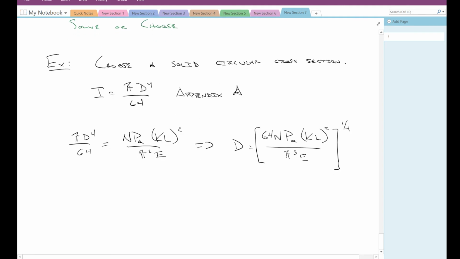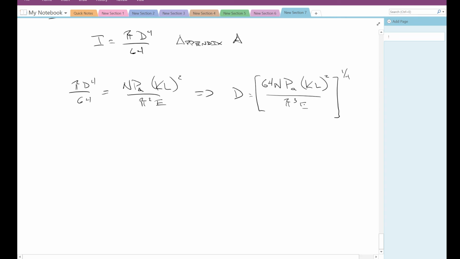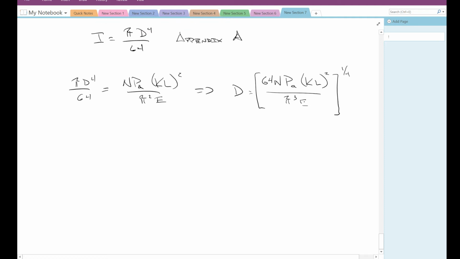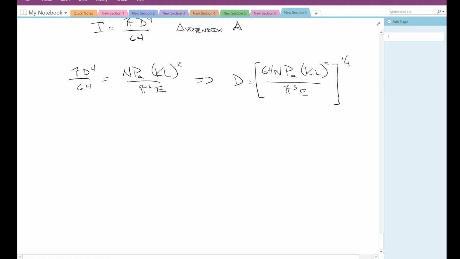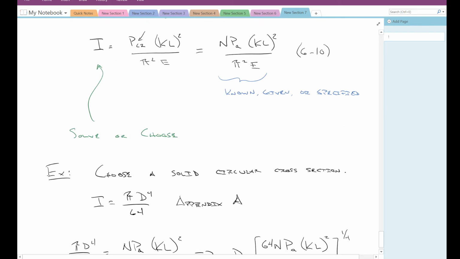If you choose a different sort of cross-section, you can plug in the appropriate area moment of inertia and look at it and see what sort of dimensions and area are appropriate. Sorry, I said dimensions twice there. So that's for a long column here.